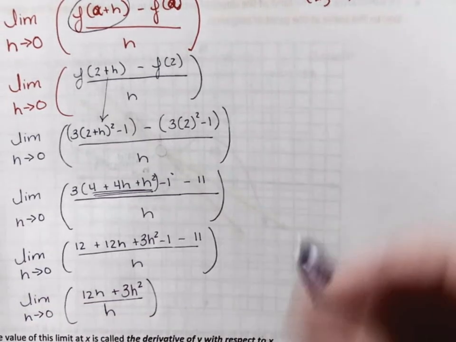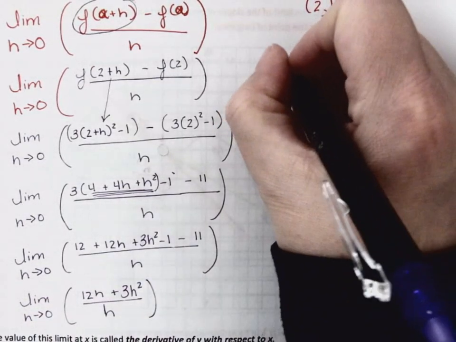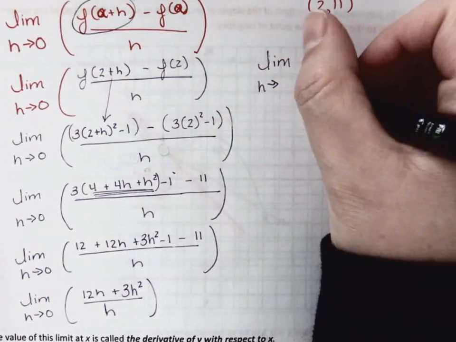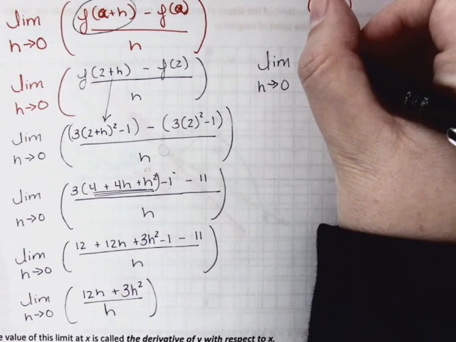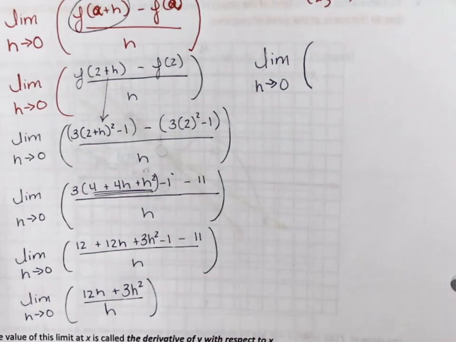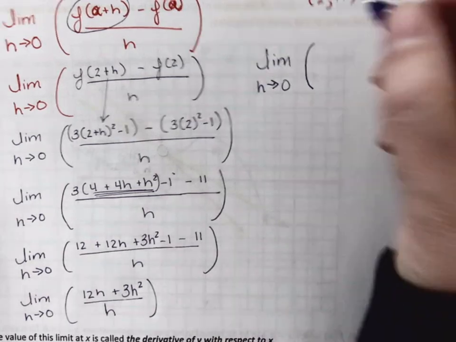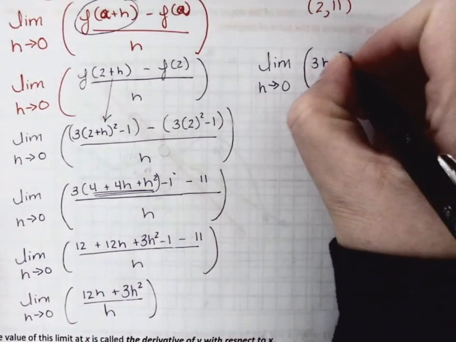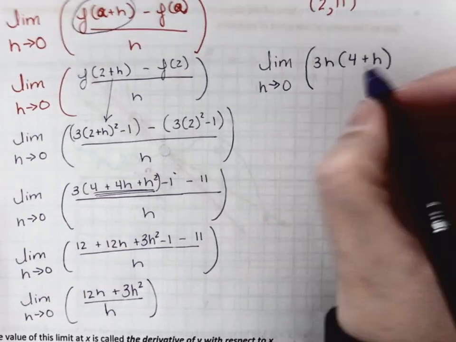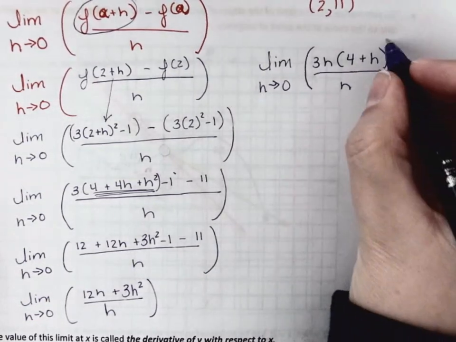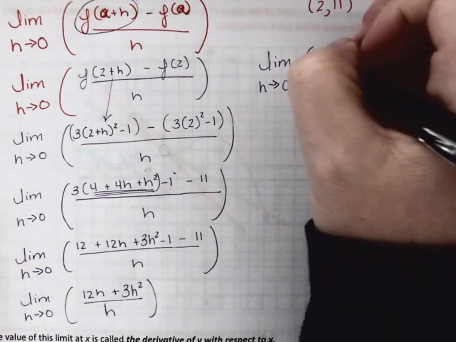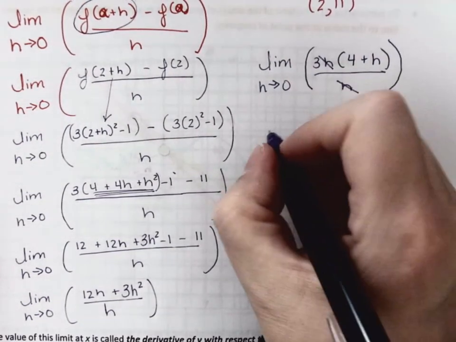And what I'm gonna do here is I'm gonna common factor that h out. Now, I'm showing you all my steps just so that you have a full and complete understanding of what's going on. I can take out a 3h, and I'm left with 4 plus h on the inside. And now it's obvious what we're going to do. We're going to cancel out the h's.